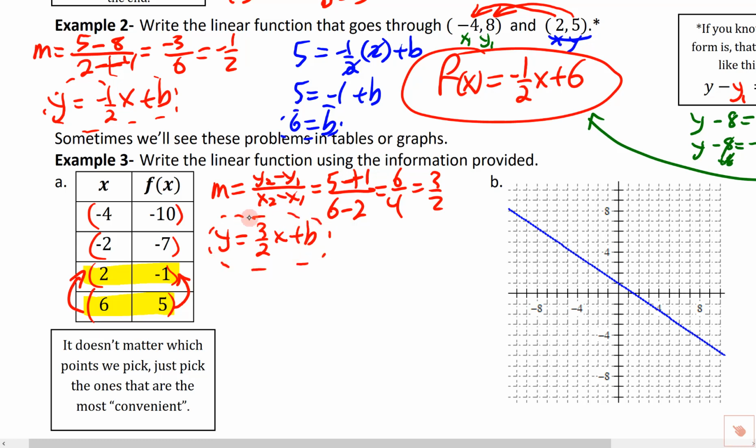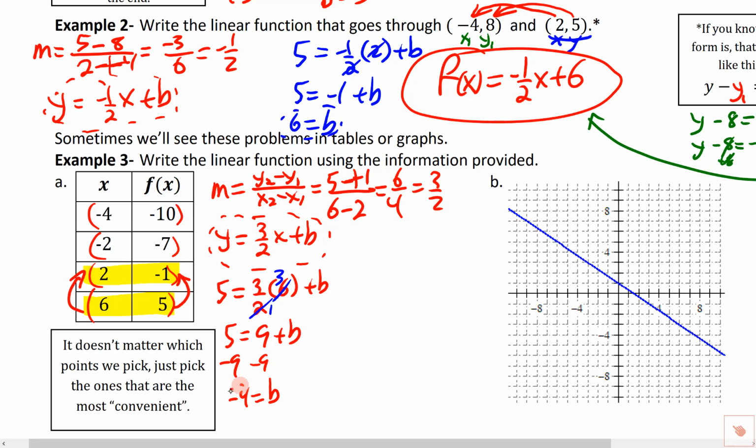All we need to do is plug one in. It doesn't matter which one we plug in. This one has all positives, but these are a little bit smaller. I'm going to go ahead and stick with the positives and just see how this works out. So this is the y value. So this would be 5 equals 3 halves times 6 plus b. Again, this is another one that works out pretty nicely because the 2 would cancel with this. 2 goes in here once, 2 goes in there 3 times. So we're going to have 5 equals 9 plus b, and then we're going to subtract the 9 from both sides, so we get negative 4 equals b.